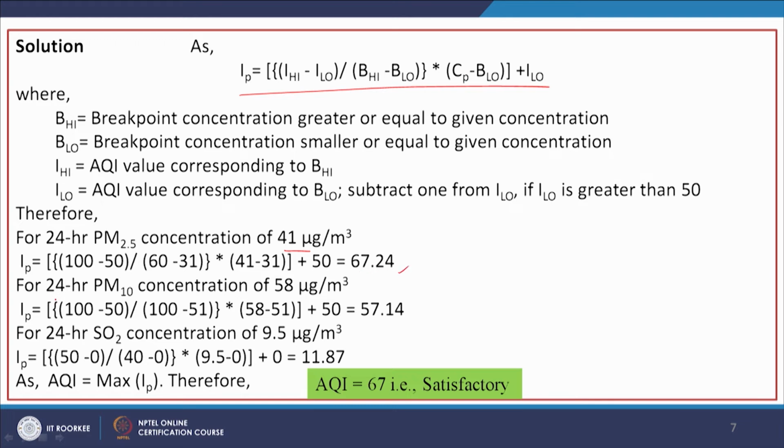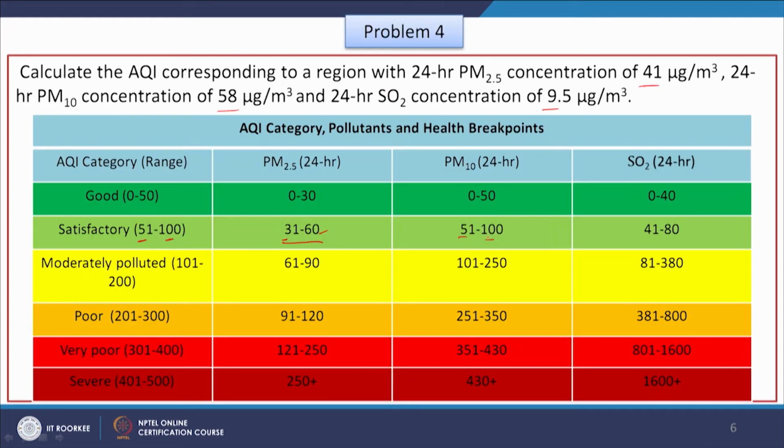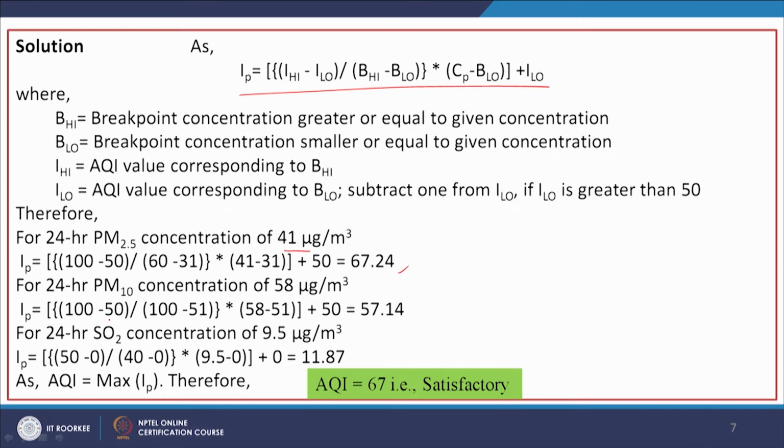Similarly, for 24-hour PM10 concentration of 58 microgram per meter cube. In that case, 58 will also come under this category here. So, BLO 51, BHI 100, here this is the category. Again, ILO 50 and IHI 100 and 58 is Cp. So, this value we will put in this expression, 100 minus 50 by 100 minus 51 into 58 minus 51, plus 50, that is equal to 57.14.